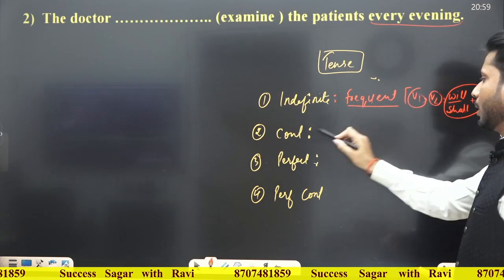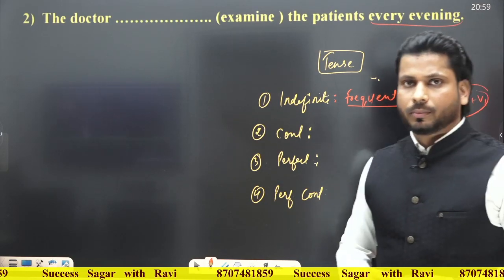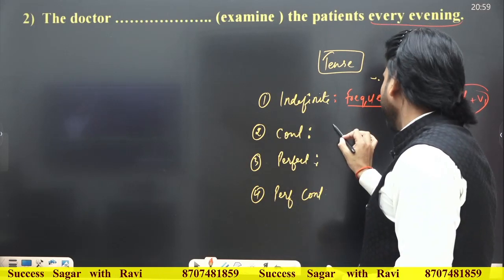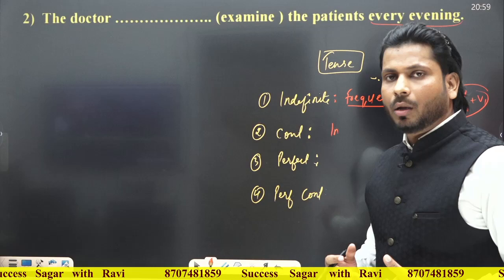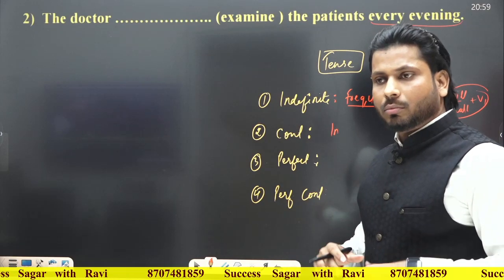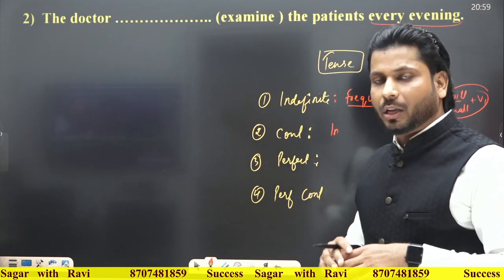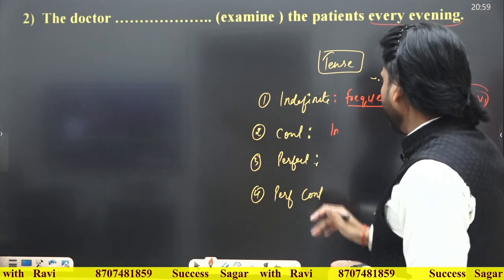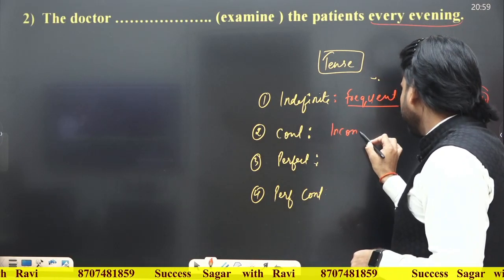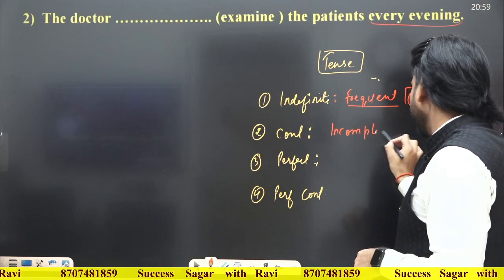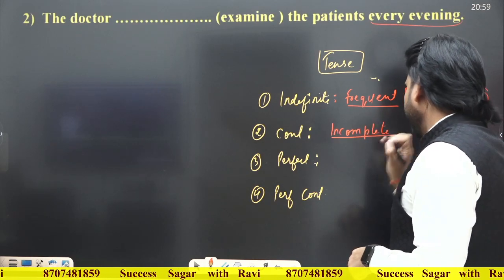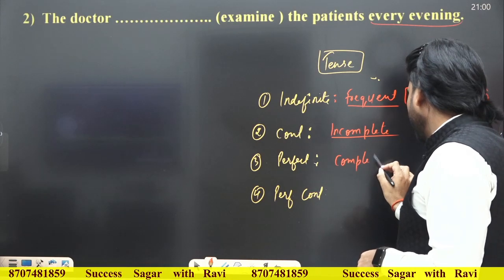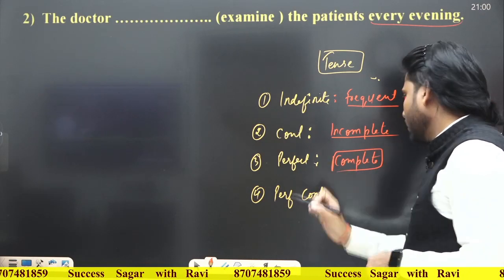What about continuous? Continuous means what? Something continuing? Not always true. Continuous means incomplete. To solve all the questions related to your examination effectively, you will have to understand the basic concept first. Continuous means incomplete, right? What about perfect? Complete. An action that is complete.